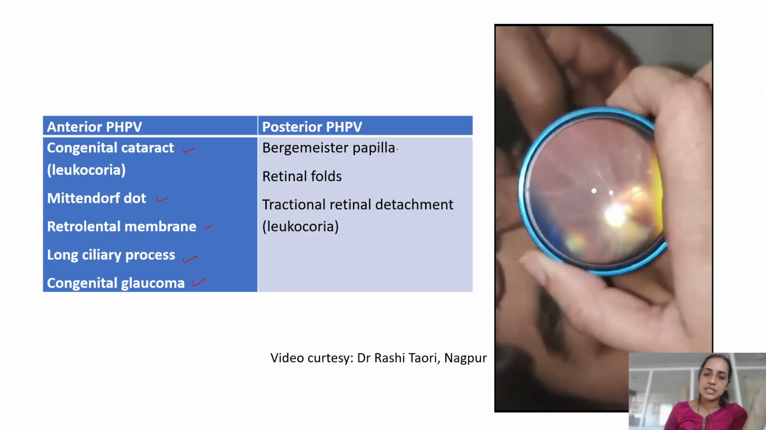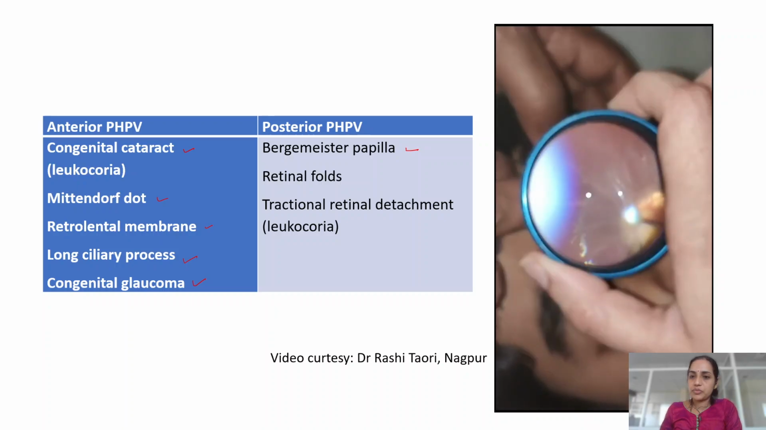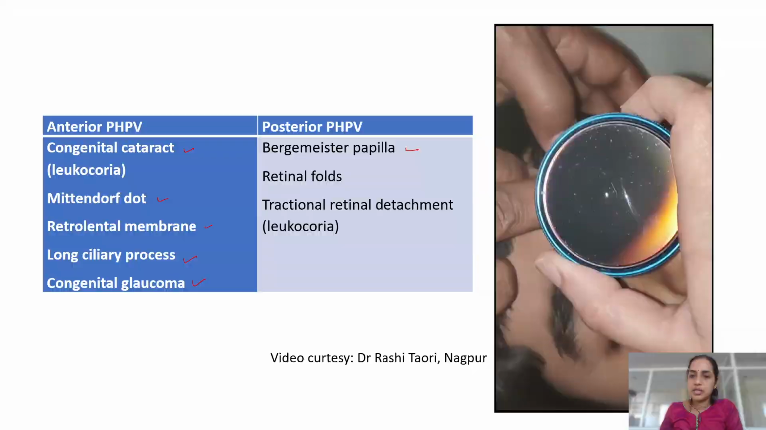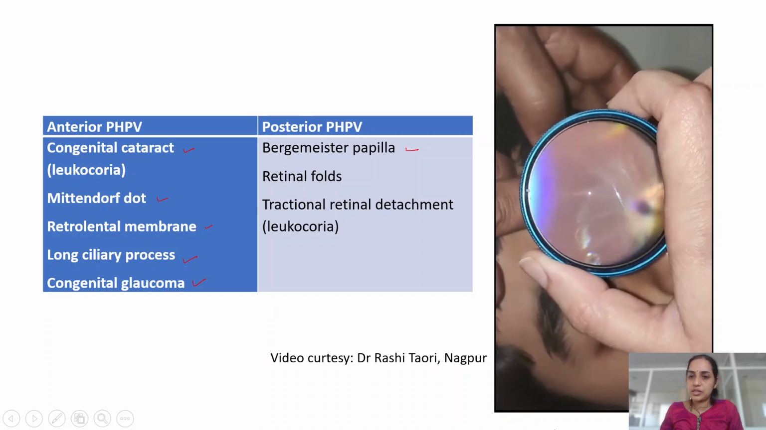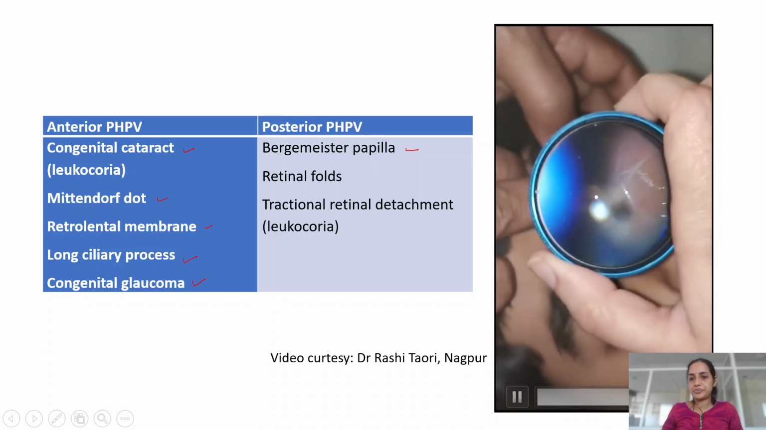Posterior PFV consists of Bergmeister's papilla that is seen as an elevation on the optic disc. It's a benign condition. There can be retinal folds and tractional retinal detachment. So here's a video taken by a smartphone. So if you can see the white dot there, that represents the Mittendorf dot. Yeah, the white dot here, that is more anteriorly, and it is on the posterior surface of the lens.